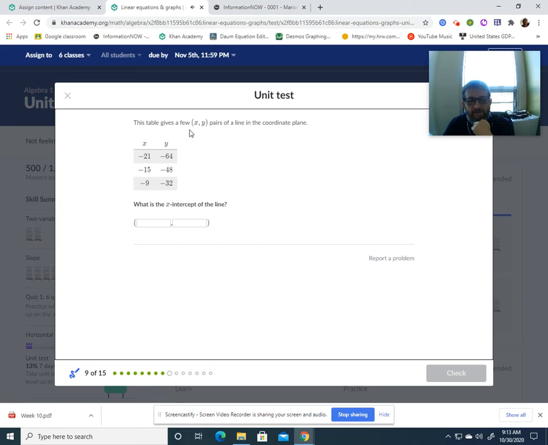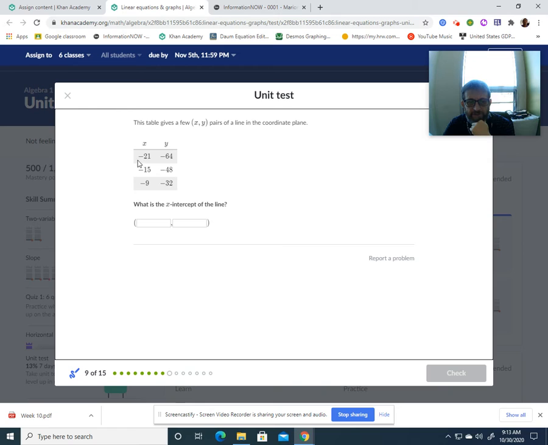The table gives a few xy pairs on the line. What's the x-intercept? Now, x-intercept has a y value of 0. So we need to get this to 0. Well, we went up 16, then we went up another 16. So we're going to have to go up 16 twice more.